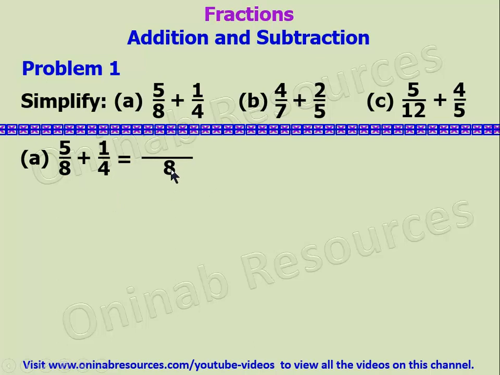So we keep the LCM as the denominator. Then we take this LCM, which is 8, divide by 8 gives 1. And 1 times 5 gives 5. So we have the 5. Then plus 8 divided by 4 gives 2. 2 times 1 gives 2. So we have it as 2. We now add the result we have at the numerator here. So that will give us 5 plus 2, which gives 7 over 8. That is the sum of 5 over 8 and 1 over 4.